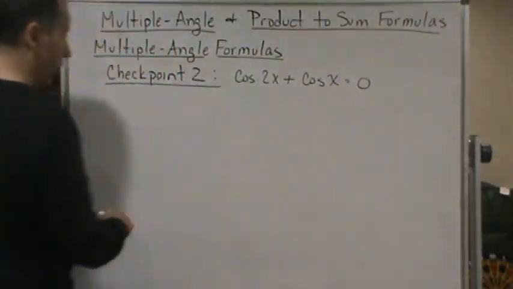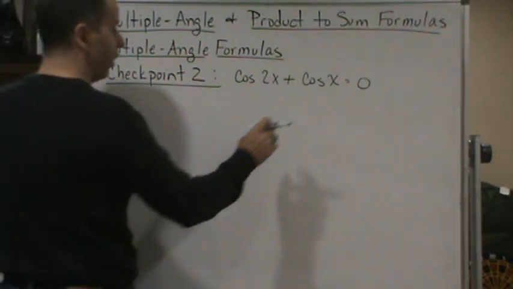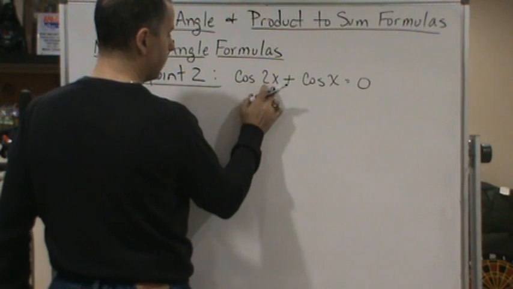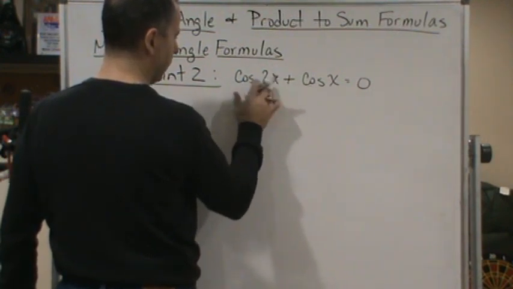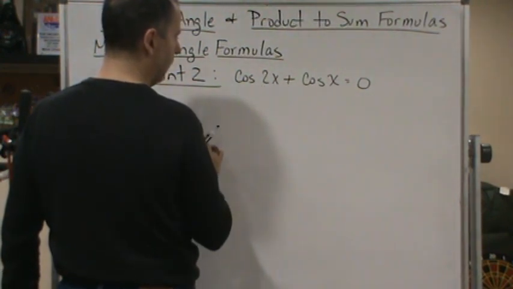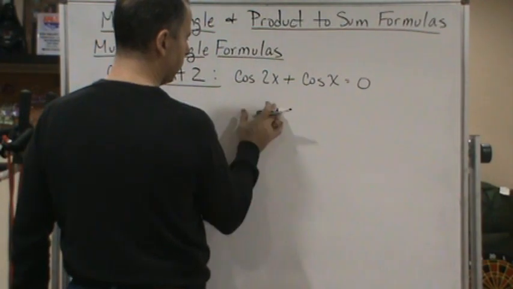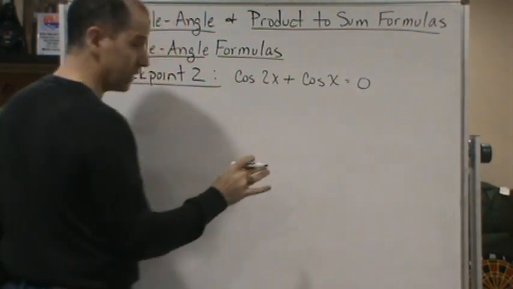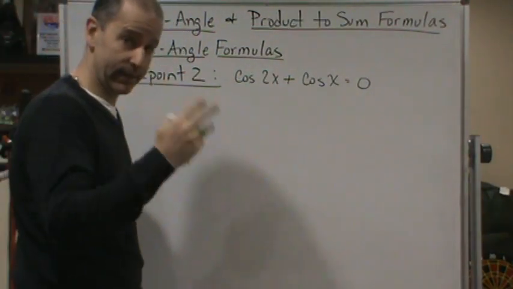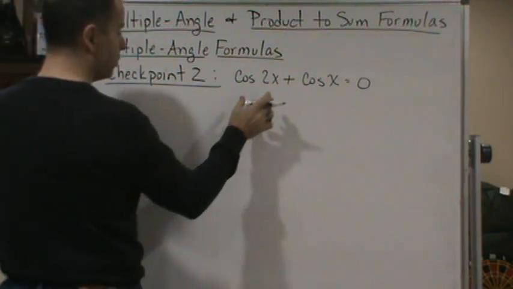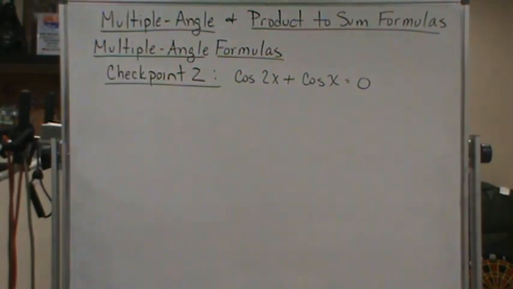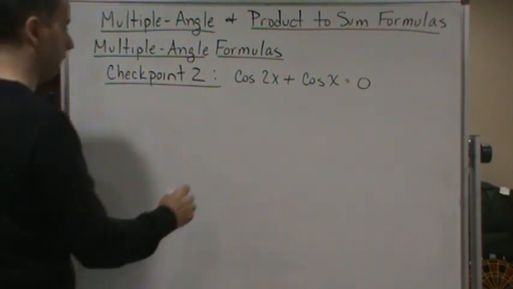All right, so here we go. I've got cosine 2x here. I want to get rid of this 2x. I want something with x in it. And I've got a cosine here, so I want something with cosine here. Remember, there are 3 different ways I could rewrite this. Let's use the one that has cosine squared x in it, and so that's going to be 2 cosine squared x minus 1.